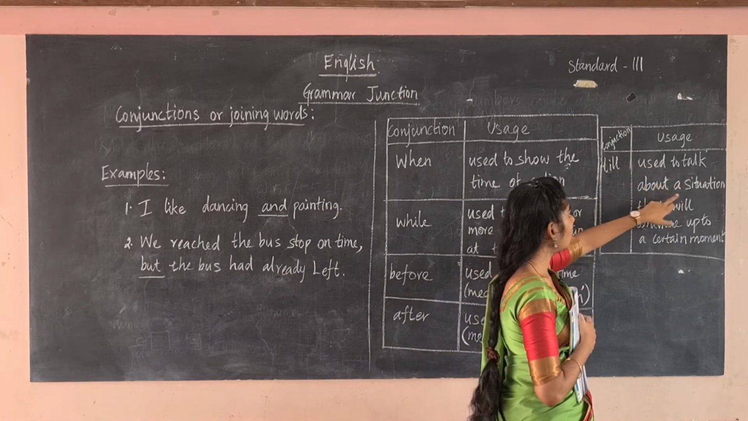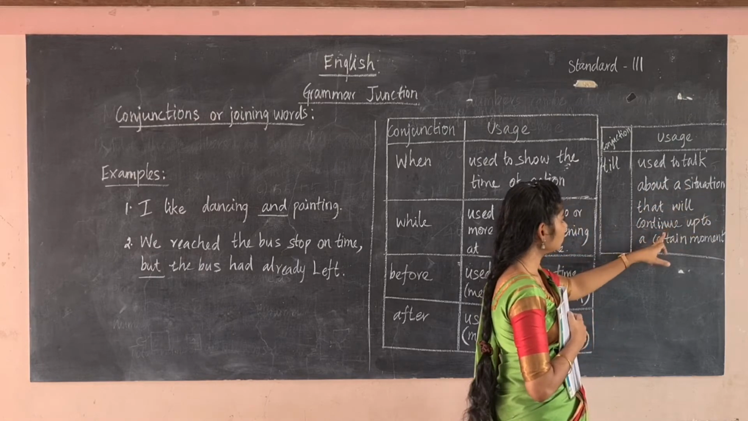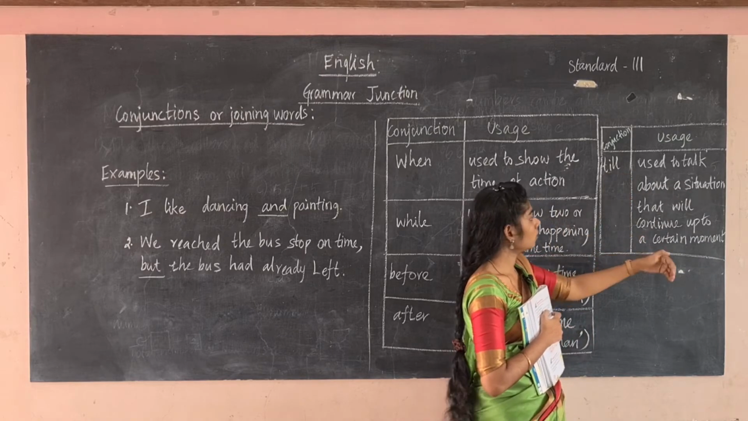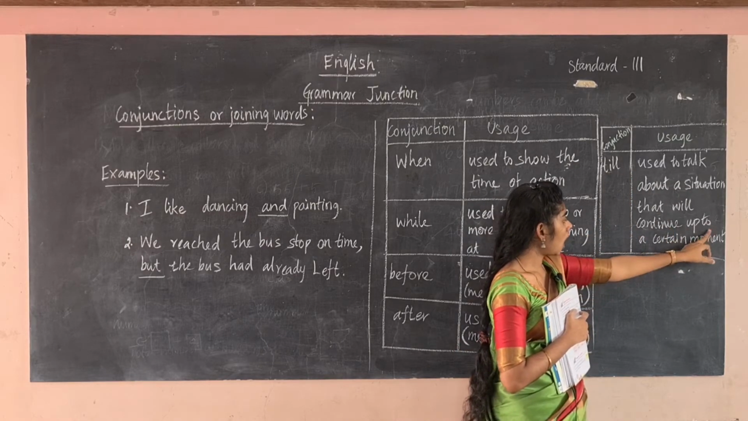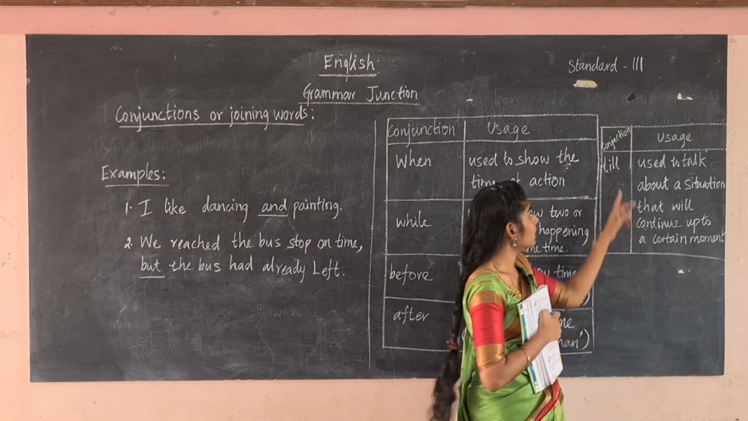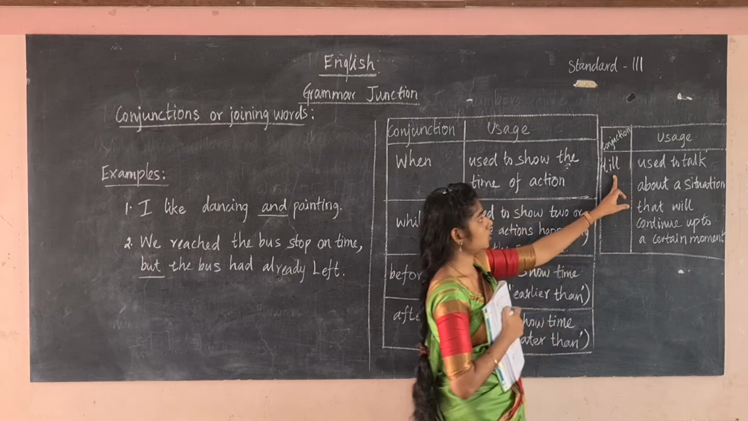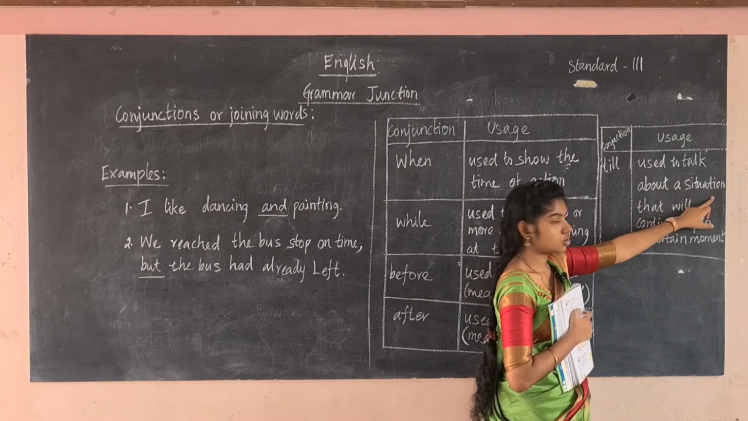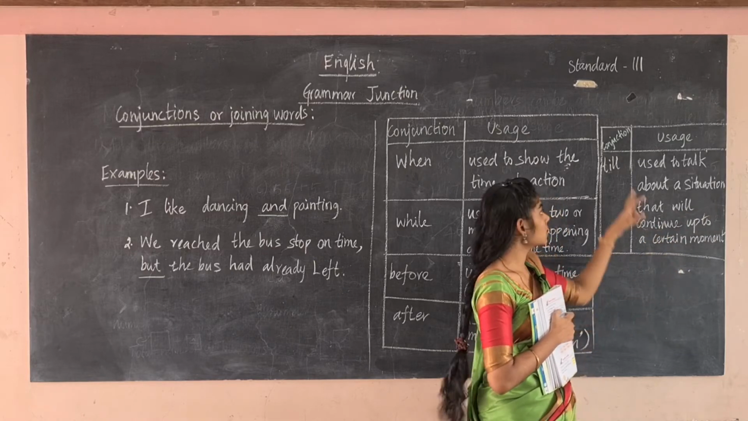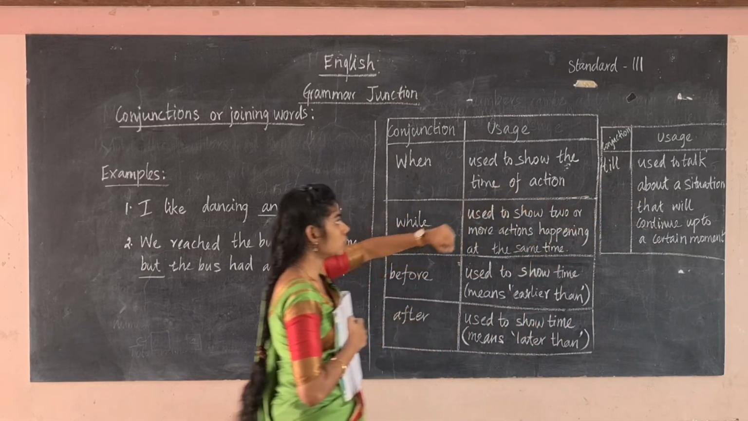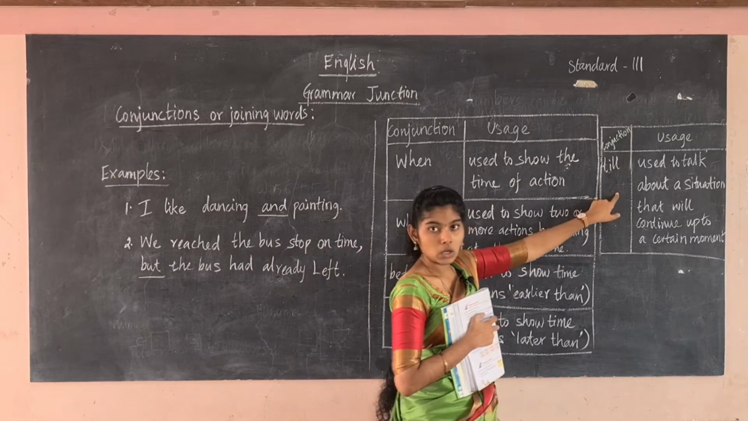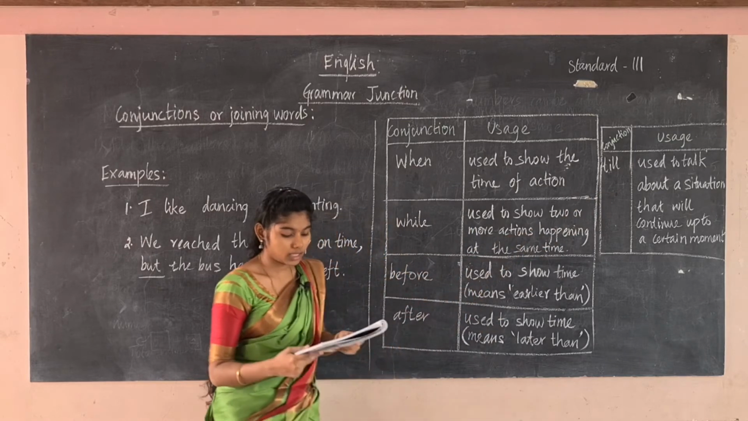Used to talk about a situation that will continue up to a certain moment. Till means "idu varaikku", the continuing moment that continues up to a certain moment, up to this it will happen. So that is the word till that we will use as a conjunction. It represents a situation that is happening up to a certain moment. So this is the word till we will use in the conjunctions: when, while, before, after, and till. So we shall see some examples for this.